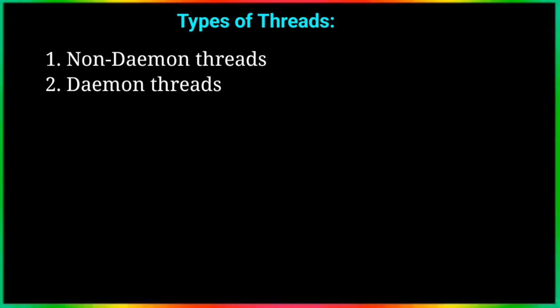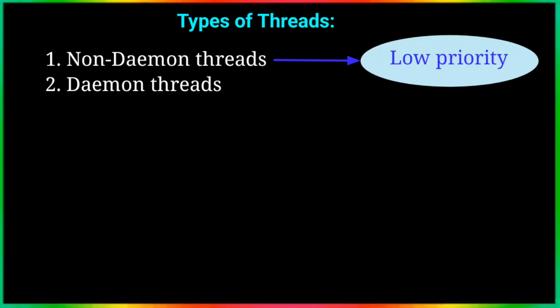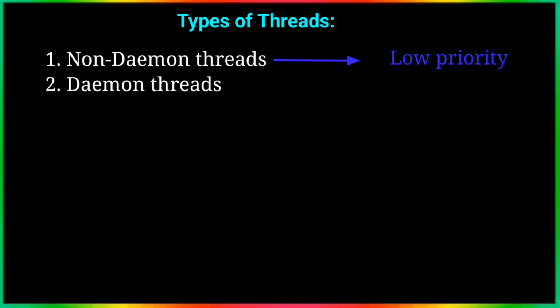A daemon thread is a low priority thread. JVM will not wait for a daemon thread to complete its task before terminating the program.